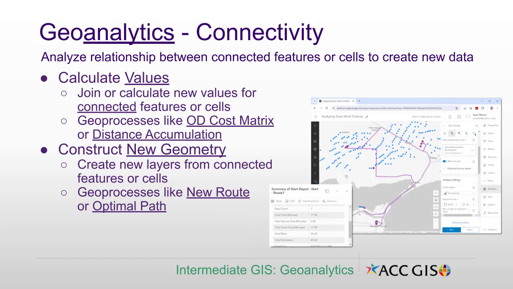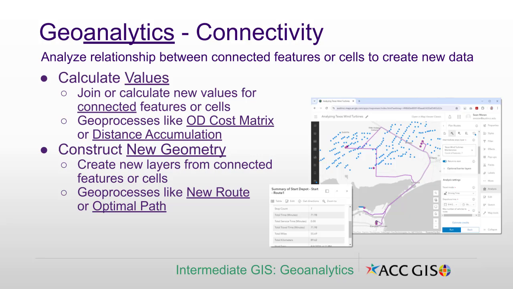Connectivity geoanalytics analyzes the relationship between connected features or cells to create new data. And like the other computational geoanalytics, we can either calculate values or construct new geometry. So to calculate values, I might join or calculate new values for connected features or cells through geoprocesses like origin destination cost matrix or distance accumulation. To construct new geometry, I might create new layers from connected features or cells with geoprocesses like new route or optimal path.